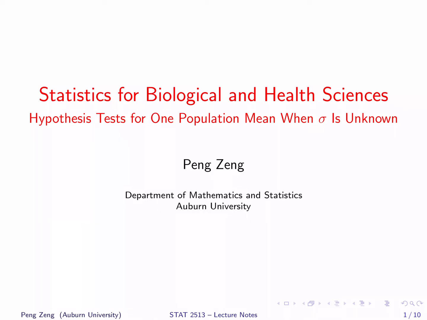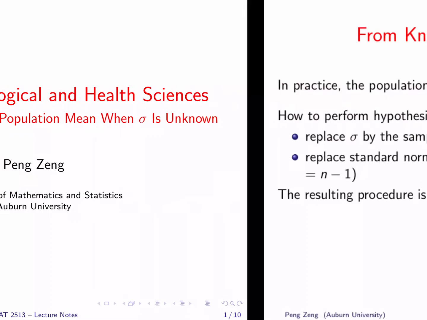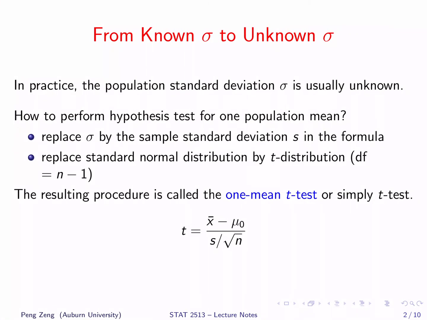This section discusses hypothesis test for one population mean when population standard deviation sigma is unknown. In practice, the population standard deviation sigma is usually unknown. How to perform a hypothesis test for one population mean with unknown sigma?